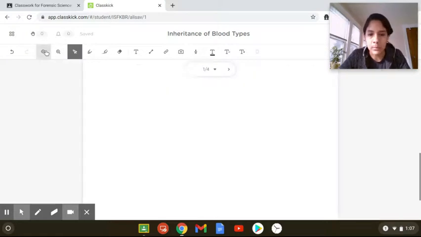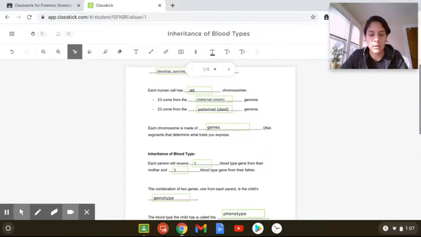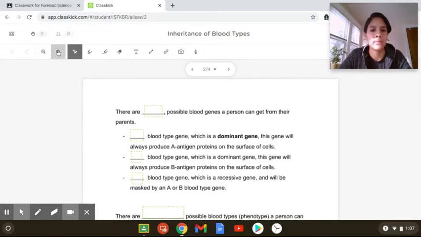I'm going to zoom out so we can see all of those notes there. I do recommend pausing it, getting everything down, and then starting it again to go on to the next page. To go to the next page, you hit that arrow up there at the top, and now we're going to be on slide 2.